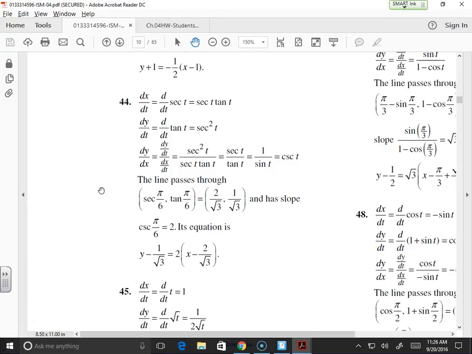Well, why did they get that? You had to plug in pi over 6. It was a t, you needed to plug in to get x and y. Then you have your point. Then your slope was plugging in pi over 6. I could have simplified cosecant further; I kept it as csc t over tan t.